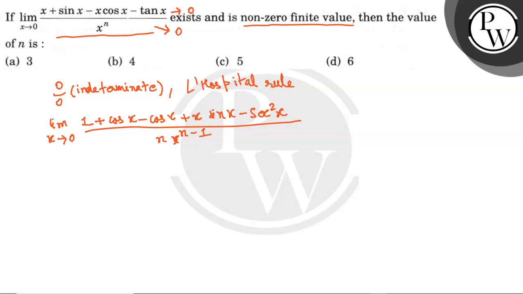If you apply x equals 0, you will see that the term in the sine form tends to 0, and the 1 plus cos x minus cos x gets cancelled, and sec square x will be equal to 1, so 1 minus 1 will be 0, which means this fraction will also tend to 0 by 0 form. So this is also an indeterminate form. So again we will apply the L'Hospital rule and differentiate both numerator and denominator with respect to x.